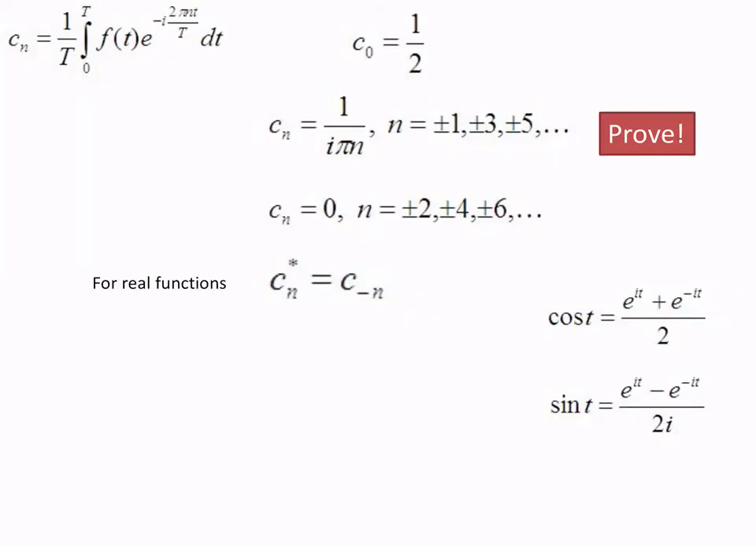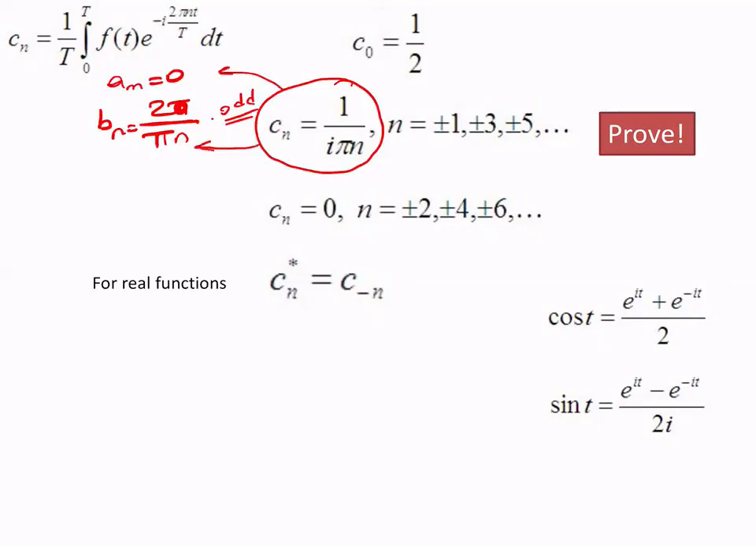Arkadaşlar, at this point I would like to tell you one thing, because we found something else. We found 2 over pi n in our Bn's, and the An's were 0, and this was for odd sine waves. Okay, how can I relate this to the complex coefficients? Let me show you this in those terms.